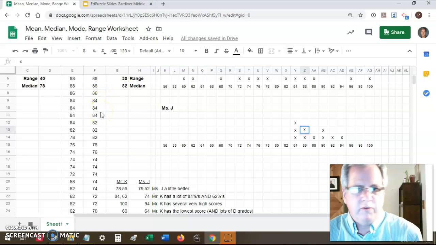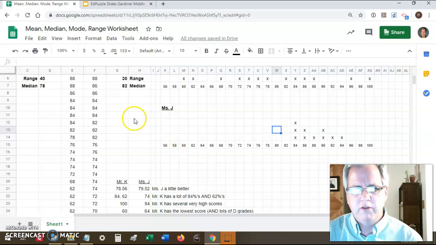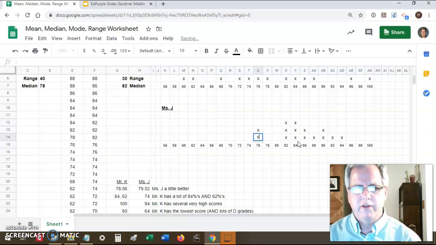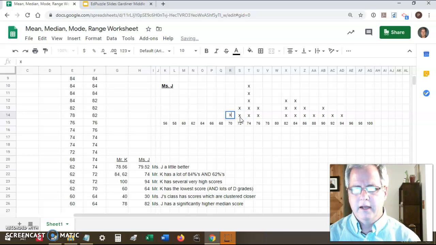When I used to do these for classes, I would just do them on a piece of paper and make my X's this way. But I think using the computer is going to be much more useful to us. She had 3 people score 82. She had 2 people score 76. And she had 5 people score 74. And then when I go down a little bit lower, she had 2 72s, a 70, and 2 64s.